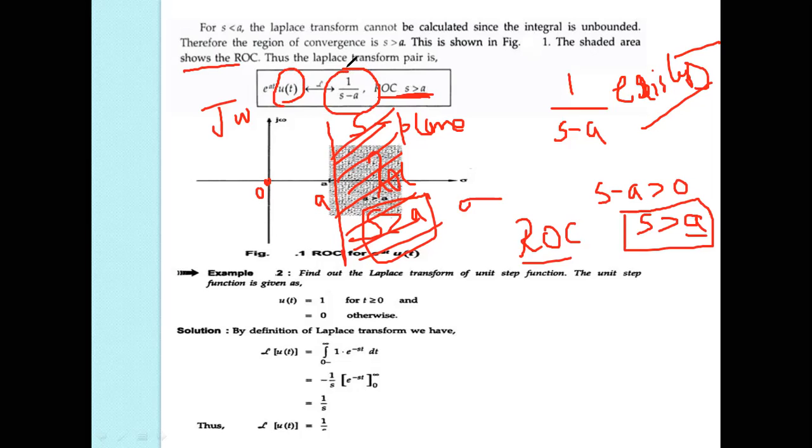e power at mu of t will give 1 by s minus a, and minus e power at mu of minus t minus 1 also gives 1 by s minus a. So there is ambiguity. Without the ROC, we can't say which is the inverse Laplace transformation of 1 by s minus a. So definitely you have to know which is the shaded area and for which values it exists.